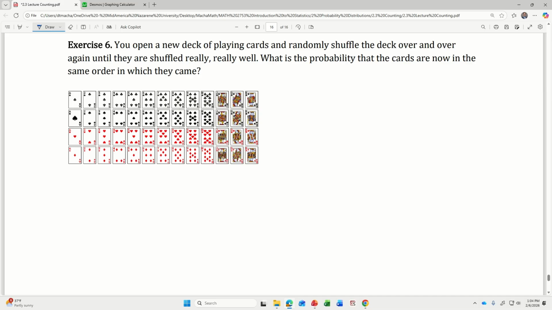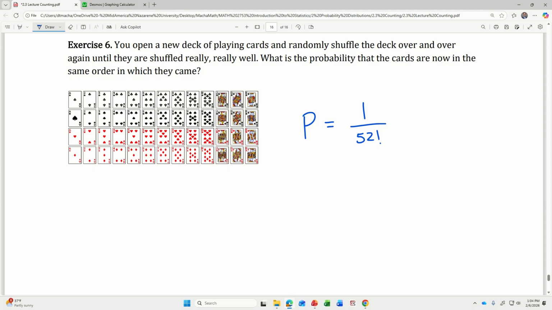Cards 1 through 52. 1 out of 52 factorial? Yep. This probability would be 1 out of 52 factorial. Because again, the question is, how many different permutations of 52 cards are there? That'd be 52 factorial. And there's only one outcome. There's only one permutation that has this exact order. And so the answer is 1 divided by 52 factorial, which is obviously super small.